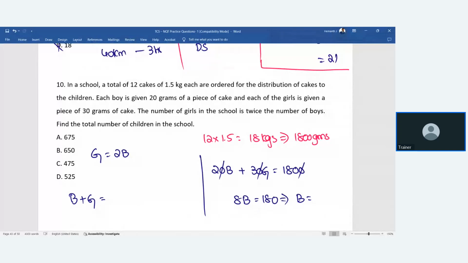18,000, right? Okay, why that extra? This is 18. 100. Okay, 10 missed. 1 kg is 1000 grams. I removed 10. That's the problem. Yeah. Now 1800 means 18 into 1.25, or else we can divide. Okay, 9 into 25. 225 is the number of boys. When boys are 225, girls will be 450. Adding, 675 is the answer. Boys plus girls equal to 675.